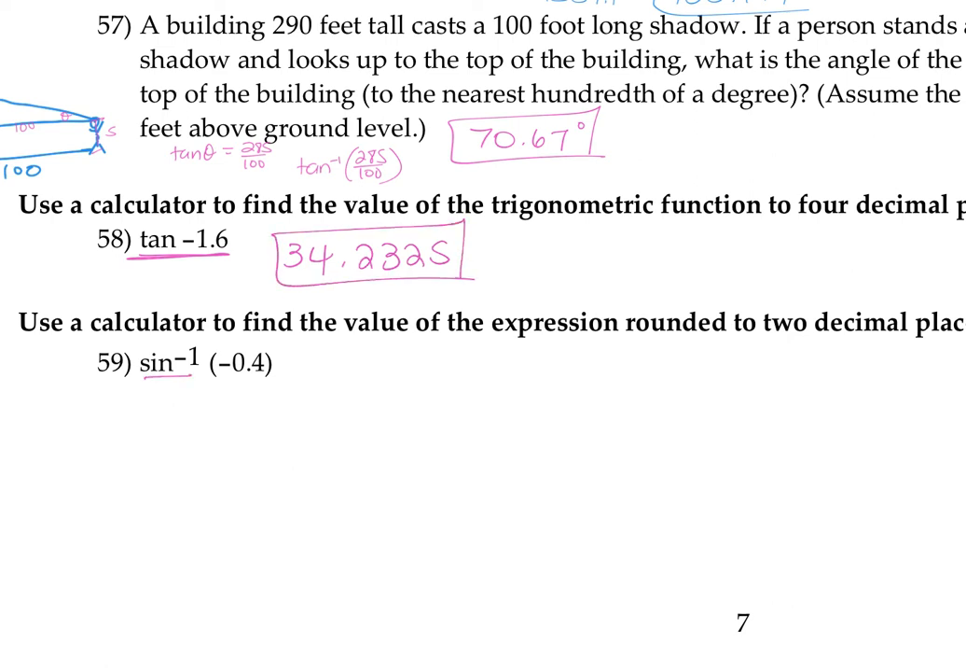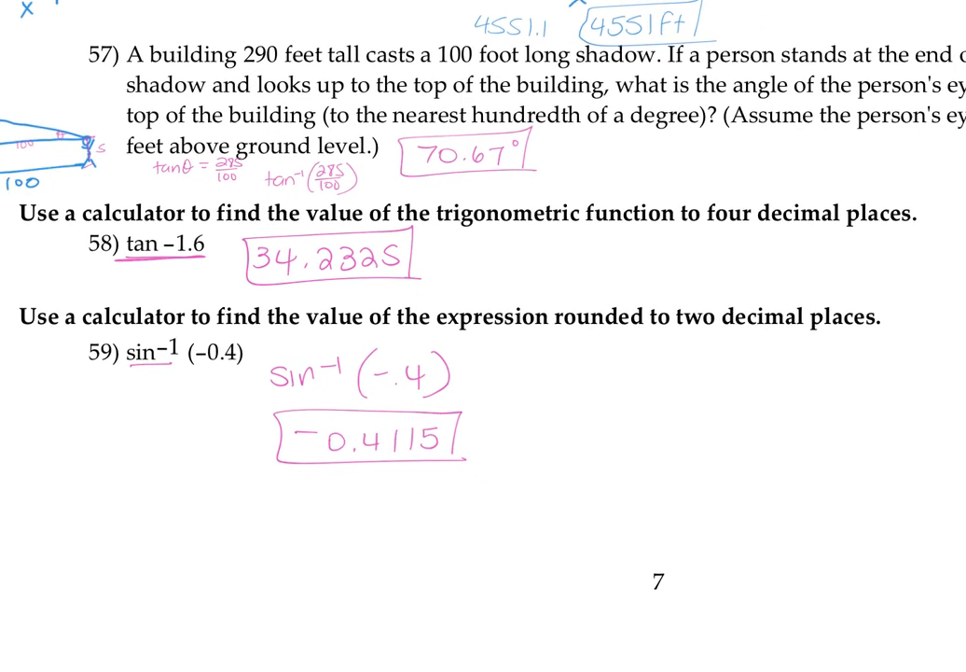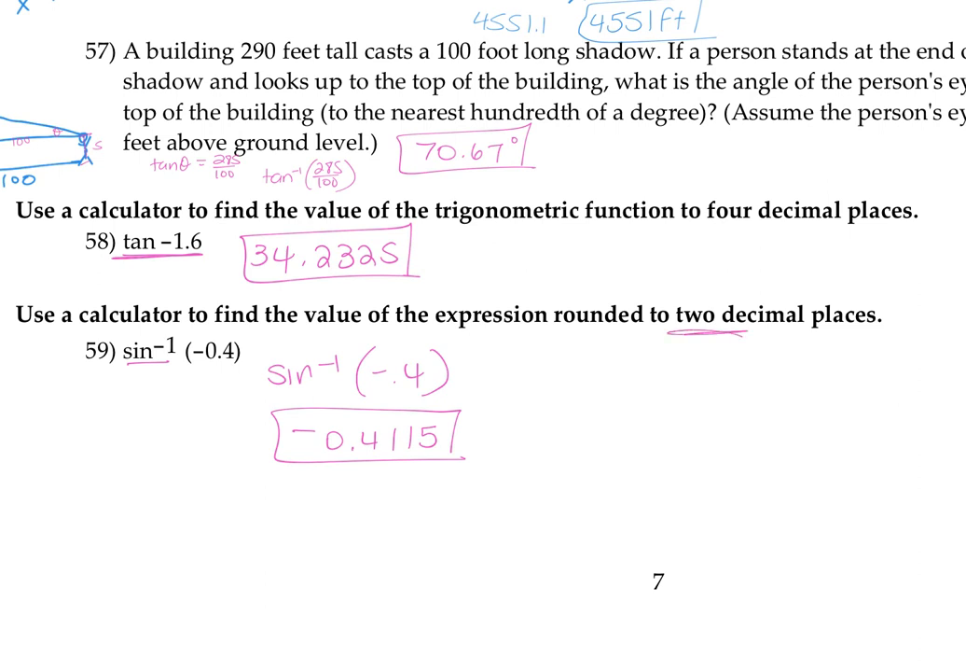And then here we're doing the inverse. So I would do sine negative 1 of negative 0.4, which is always in radians. So second sine negative 0.4, and I get negative 0.41151. Oh, it says 2 decimal places. So it's negative 0.41. Make sure you read these instructions so you know what to round to.